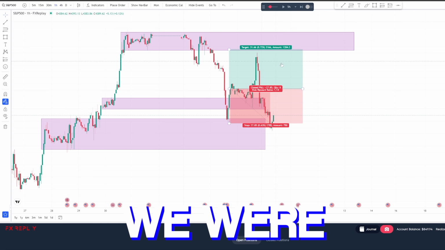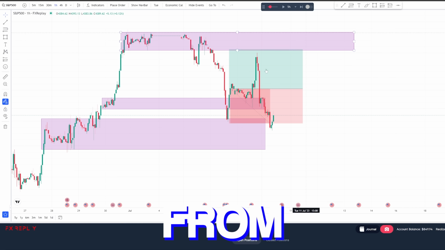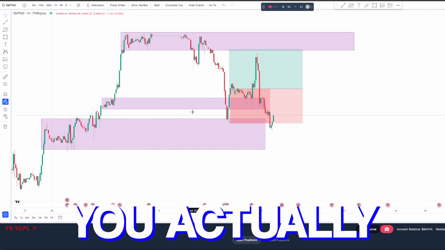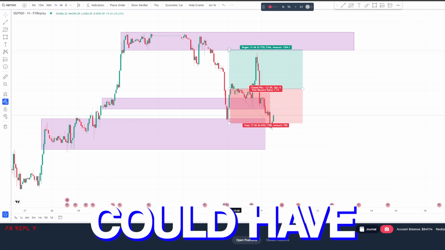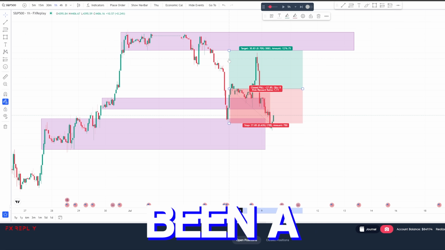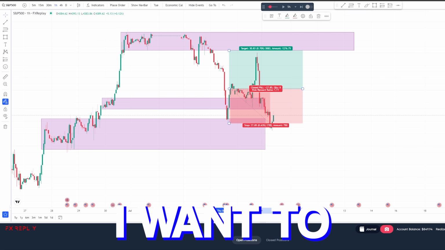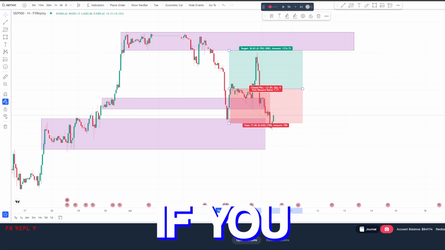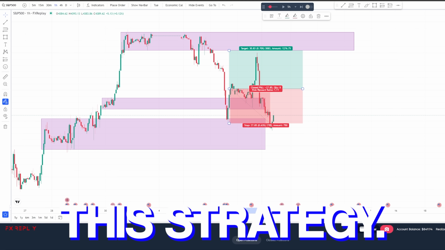As you see, we were just pips away from this trade, and it went left. So depending on how you actually had your TP set, this could have been a winner. It couldn't have been a winner. But what I'm getting at the end of the day is I want to show you guys how relevant supply and demand can be if you decide to go with this strategy.